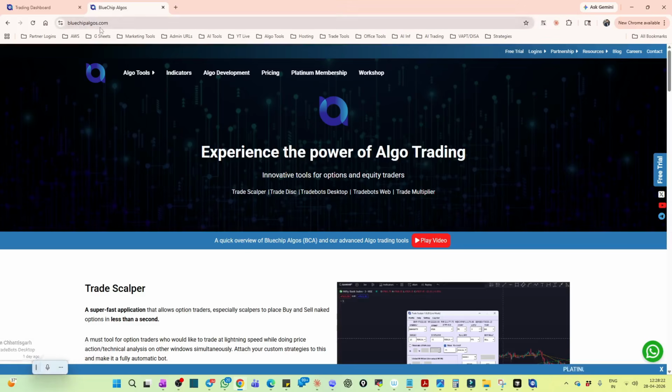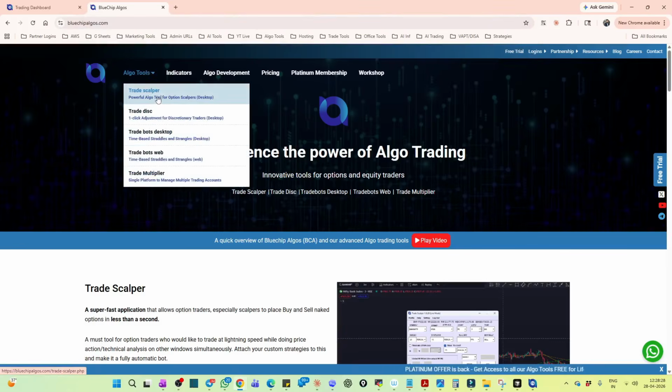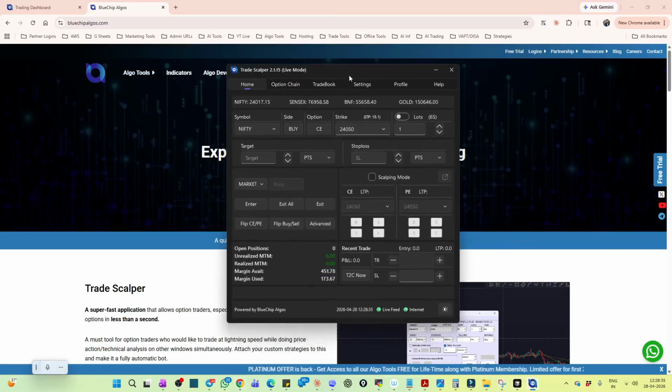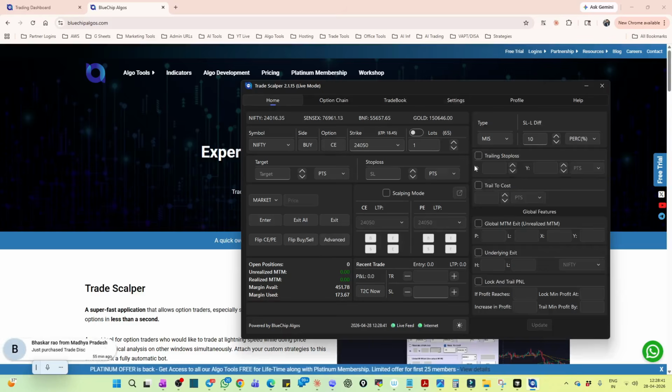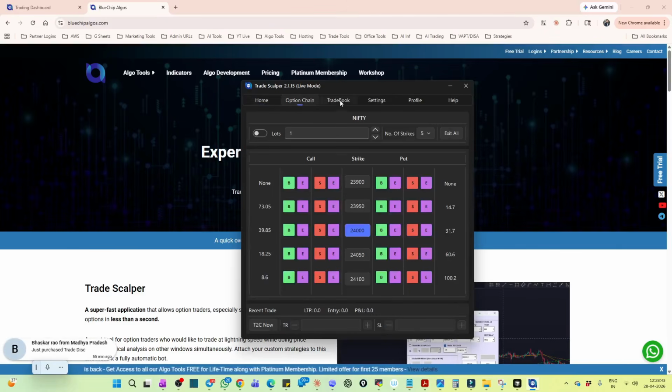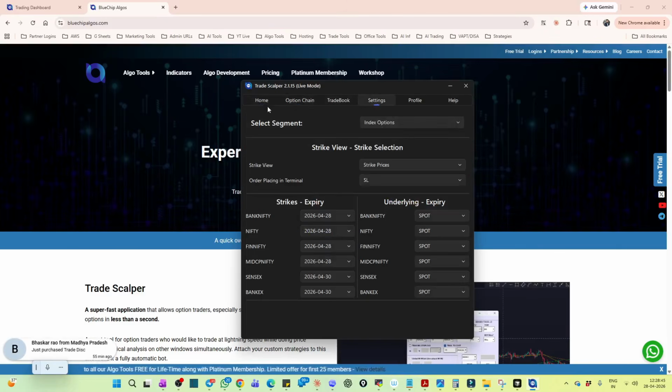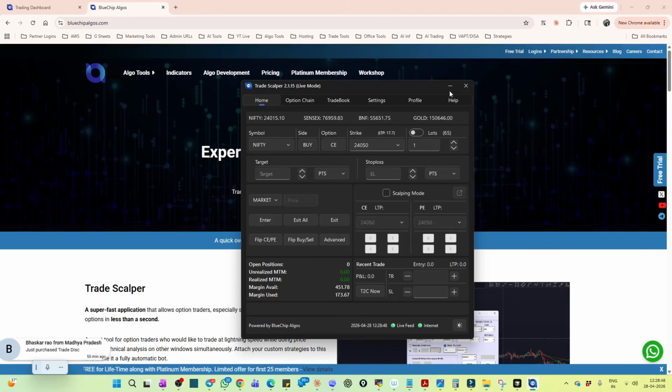If you're a regular user, you already know that bluechipalgos.com is the site where we host a lot of algo tools. These are innovative tools helpful for both beginners and advanced traders. For many years, we had this Trade Scalper desktop version, which is a powerful trading tool for professional traders. So you have a lot of advanced features in this, and you can also use the option chain, trade book, settings, and all these things. So these are very advanced features that people have been trading with for so long.